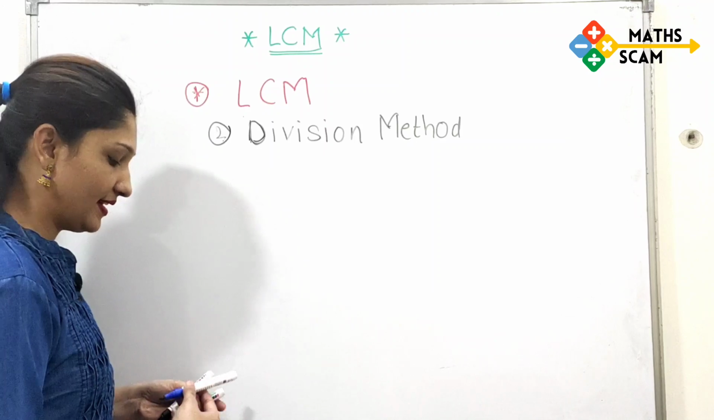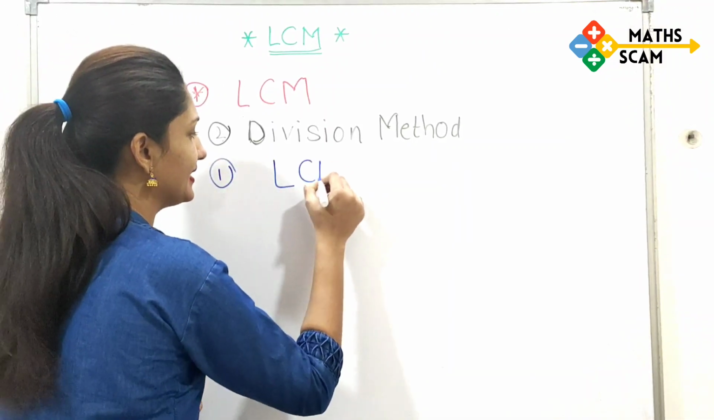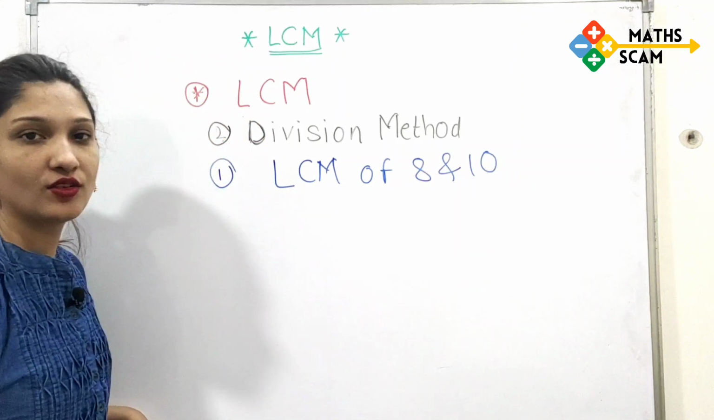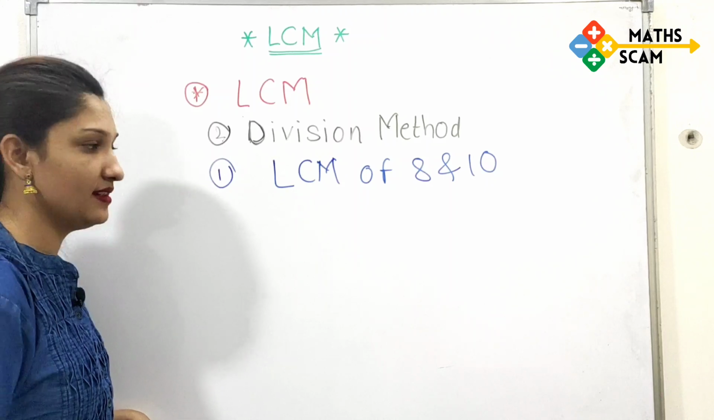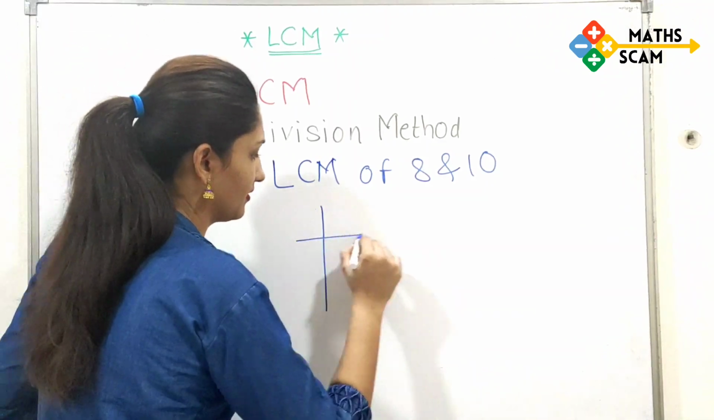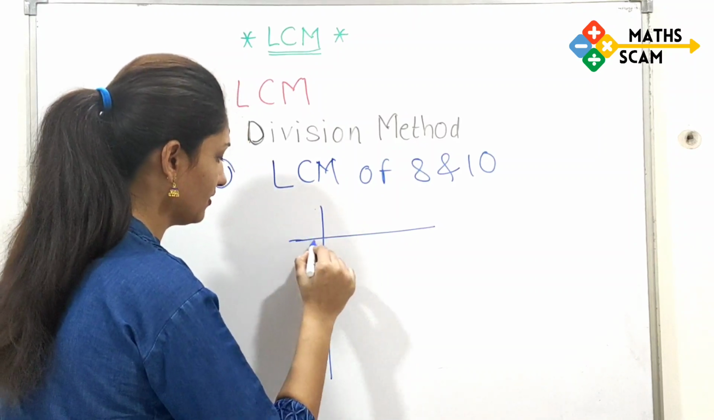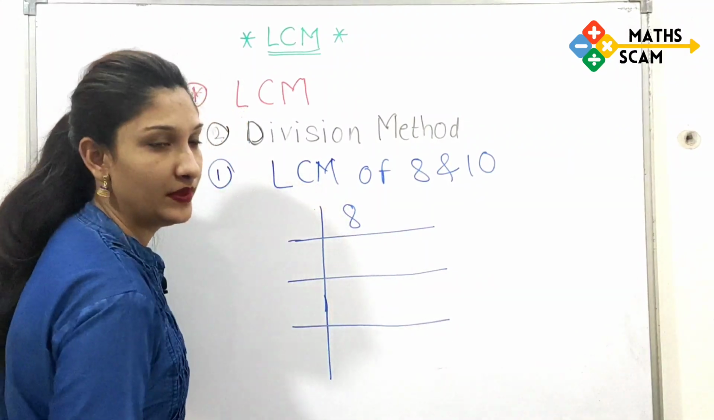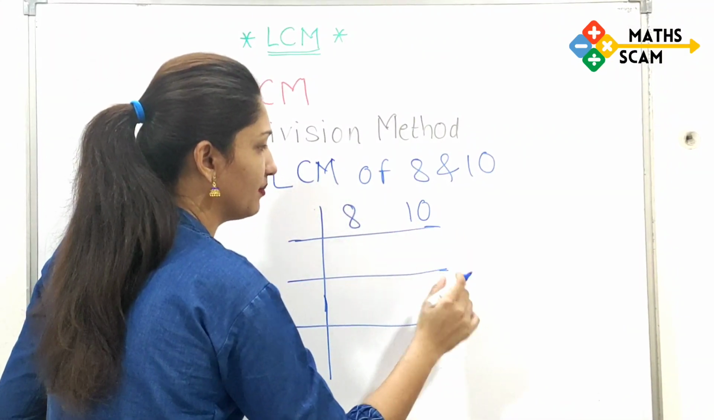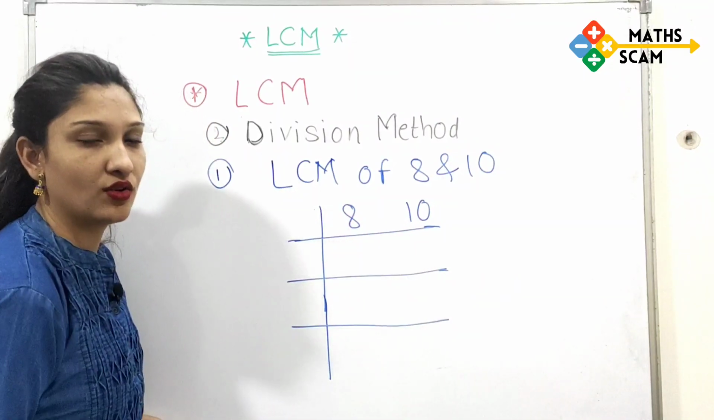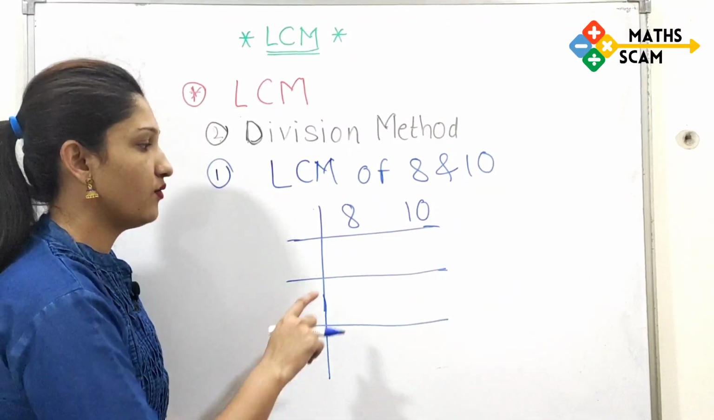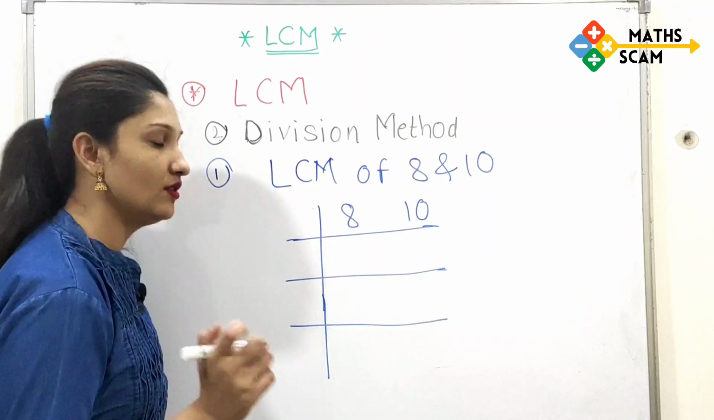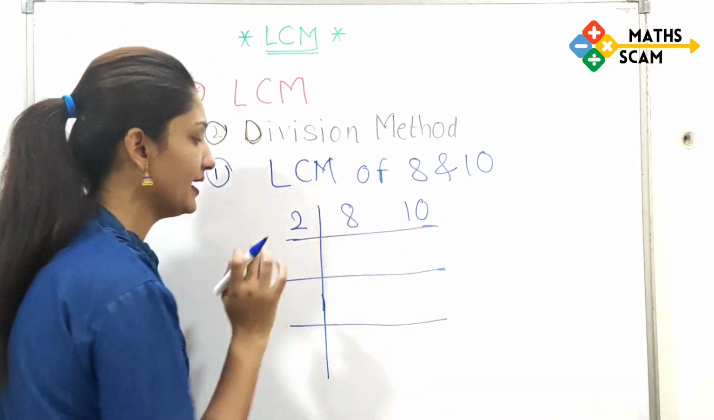So an example for this method is, find LCM of 8 and 10. How to find the LCM of 8 and 10? We need to draw like this. First write 8 here and 10 here, the numbers we have been given. What does the first step suggest? First divide these numbers by a prime number. Which is the smallest prime number? 2. Very good.